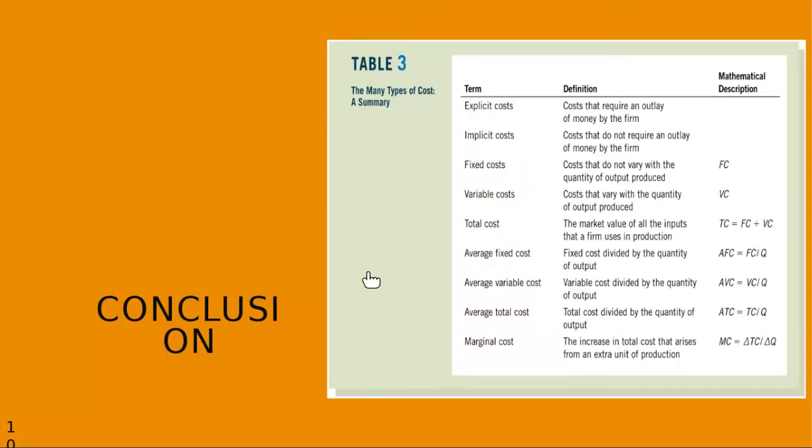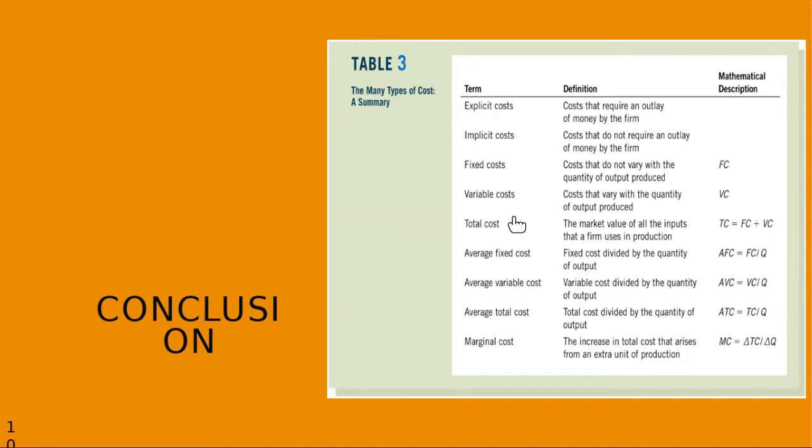Now, for conclusion, just review. This is a great table to familiarize yourself with because it's a good summary of all the equations and the mathematical description we have for them. Simply put, we have explicit costs that require an outlay of money by the firm, implicit costs that do not require an outlay of money by the firm, fixed costs that do not vary with the quantity of output produced, and we can denote this as FC. Variable costs, which are costs that vary with the quantity of output produced, which we can denote as VC.